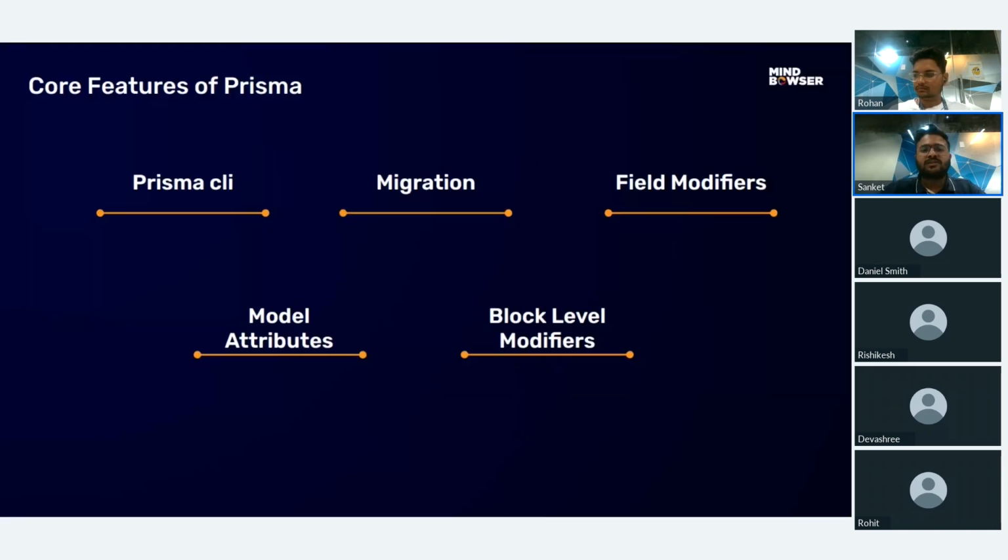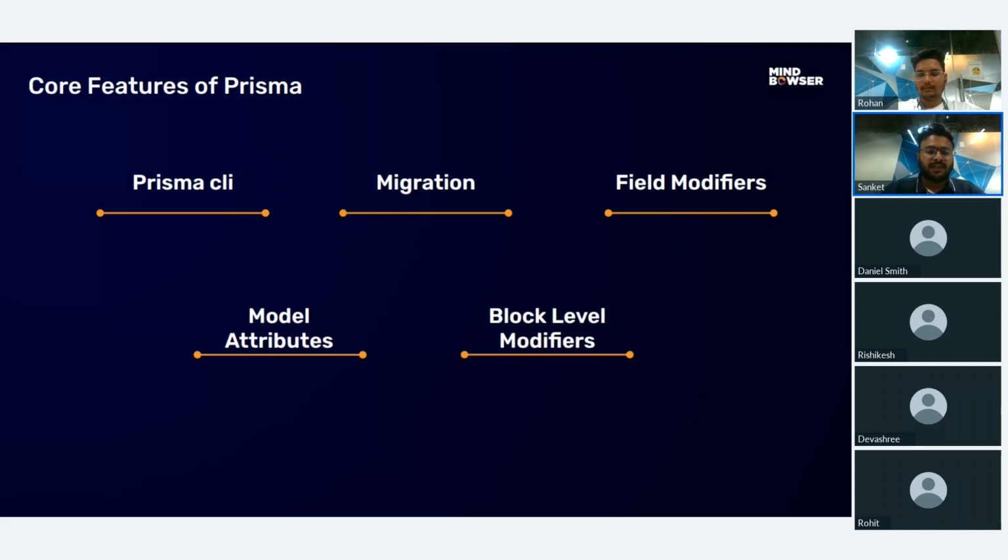Next, core features of Prisma. First of all, we have Prisma CLI. Prisma CLI is a command line tool that provides a convenient way to interact with Prisma and manage your database schema. It offers a wide range of commands that can be used to perform various tasks, such as creating a new Prisma project, initializing a database, generating a client library, and migrating your schema. The Prisma CLI is an essential tool for any developer working with Prisma.